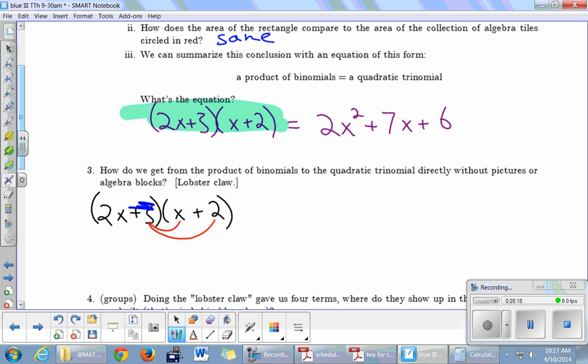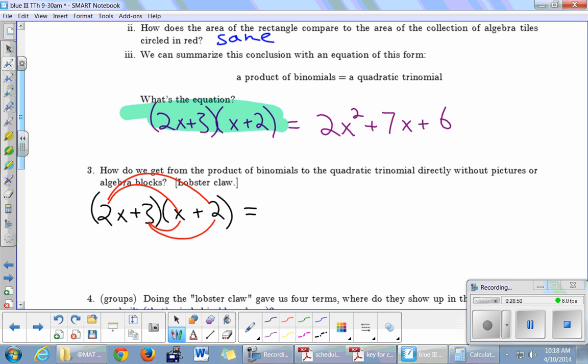Well, what if it was just the 2x? What if this thing were sitting on the outside of the x plus 2? We know how to distribute that 2x in. 2x multiplies by x, and also 2x multiplies by 2. And so I'm going to draw up here at the top, 2x hits the x, 2x hits the 2. We now have 4 different multiplications we have to do, and then we'll add everything up at the end. So let's try it.